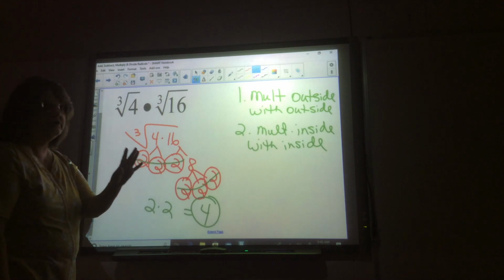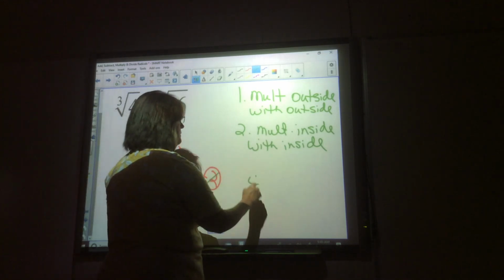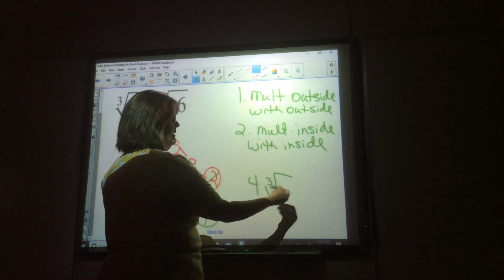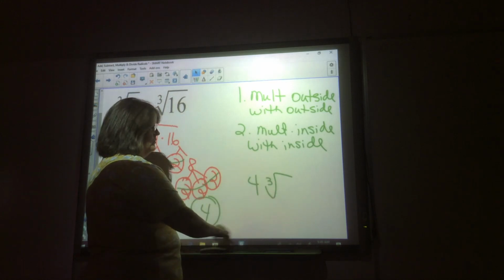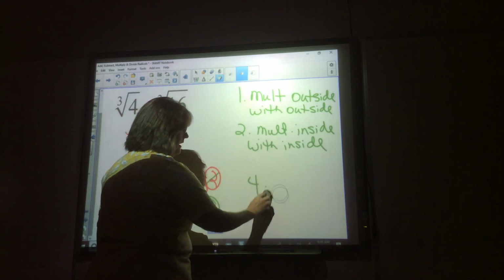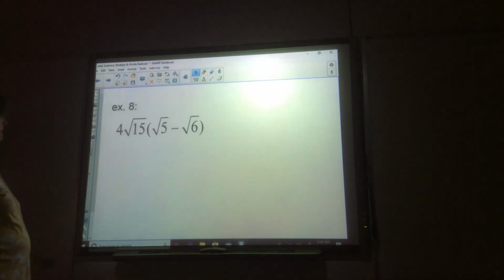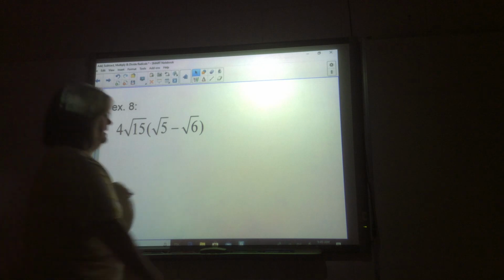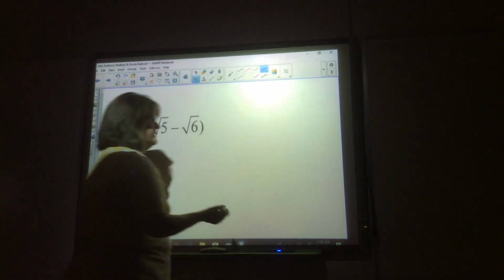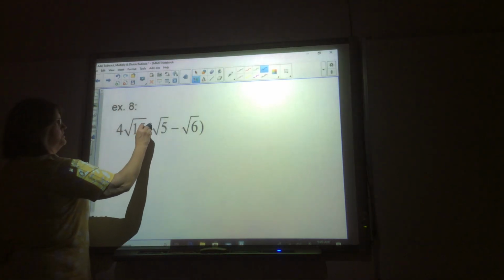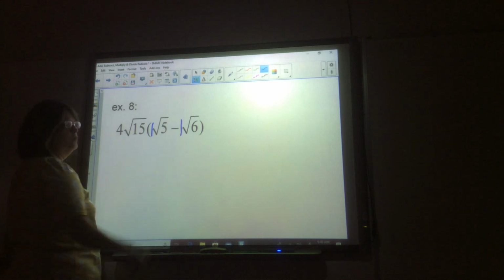This is what I've seen students do in the past: 4, cube root, they don't write anything down. No, that's not proper. Don't do that. It's just 4. All right, now, outside with outside, inside with inside. This has an understood 1, this has an understood 1 on the outside.